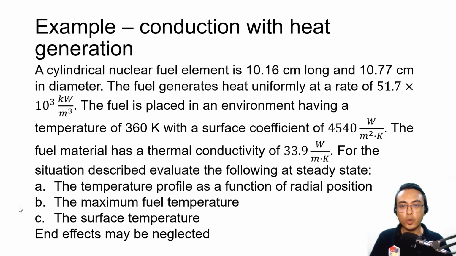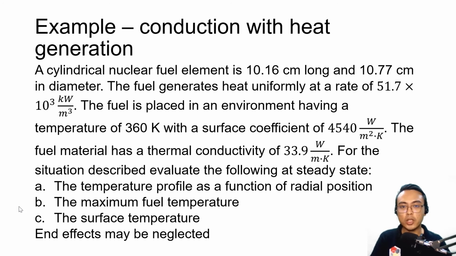A cylindrical nuclear fuel element is 10.16 centimeters long and 10.77 centimeters in diameter. The fuel generates heat uniformly at a rate of 51.7 times 10 raised to 3 kilowatts per cubic meter. The fuel is placed in an environment having a temperature of 360 Kelvin with a surface coefficient of 4,540 watts per square meter per Kelvin. The fuel material has a thermal conductivity of 33.9 watts per meter per Kelvin.